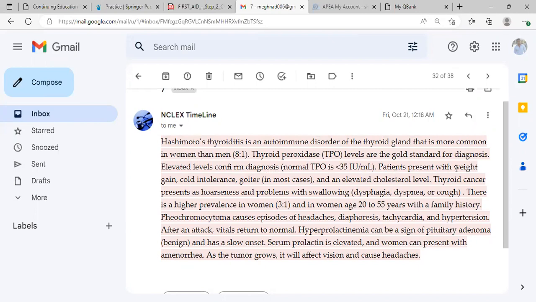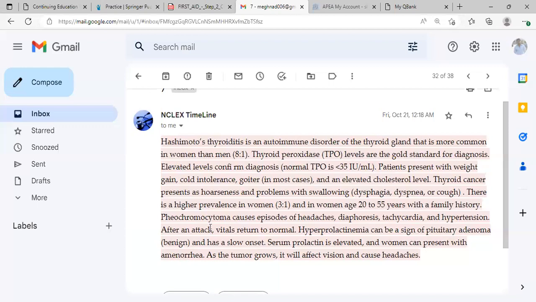Patient presents with weight gain, cold intolerance, goiter, and also elevated cholesterol level. Thyroid cancer presents as hoarseness and problems with swallowing, like dysphagia, dyspnea, and cough. There is a higher prevalence in women aged 20 to 55 years with a family history.